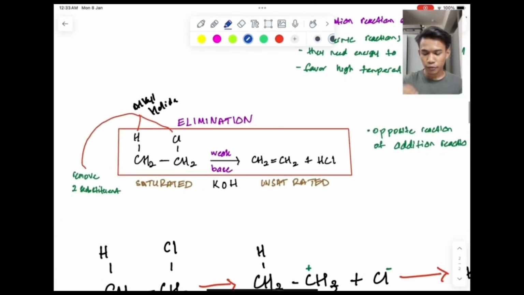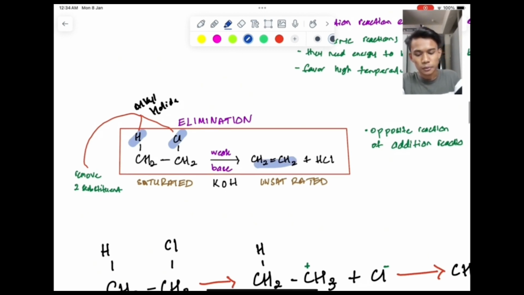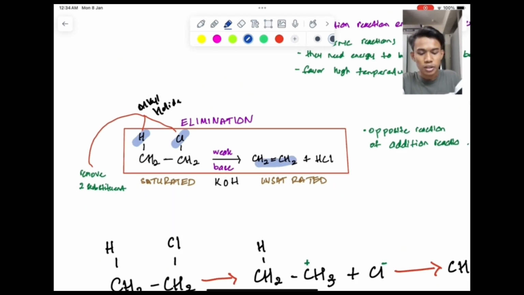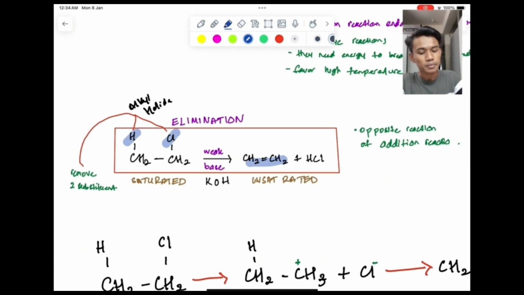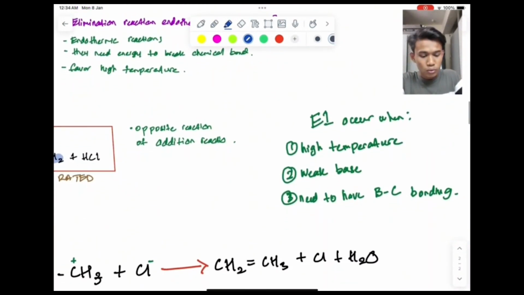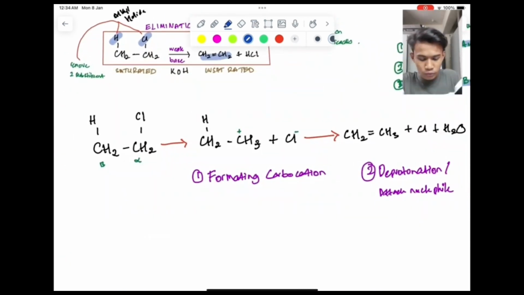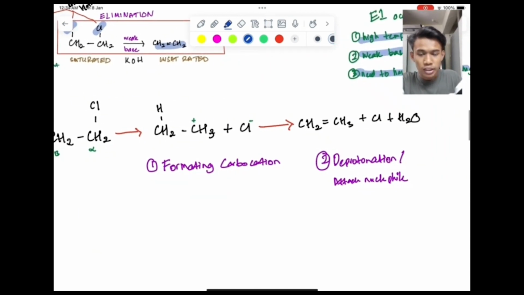Here, in the graphic, they need to remove two substituents. Here, hydrogen and chlorine. We have alcohol here in the saturated compound, so we need to convert it into unsaturated compound. Basically, elimination is the opposite of addition reaction. So E1 occurs when they have high temperature, they have weak base, and they need to have the beta carbon bonding. Right. So the first thing is elimination reaction has two steps.